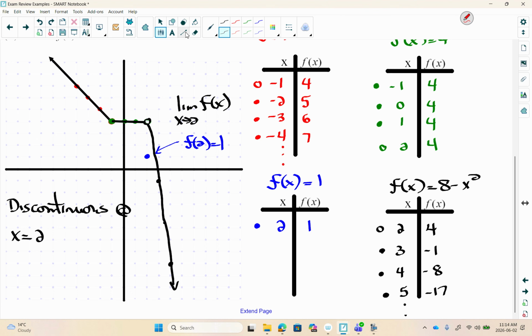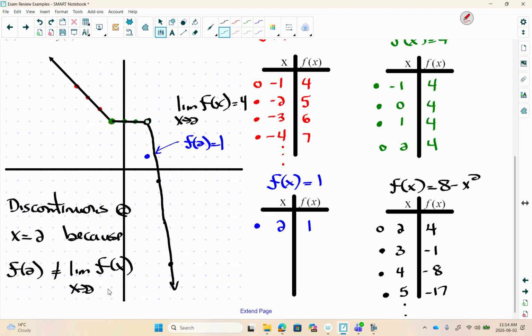Check from the left. If I approach 2 from the left, I arrive at a height of 4. If I approach 2 from the right, I arrive at a height of 4. So that equals 4. That's the reason it's discontinuous, because f at 2 does not equal the limit as x approaches 2 of f of x.